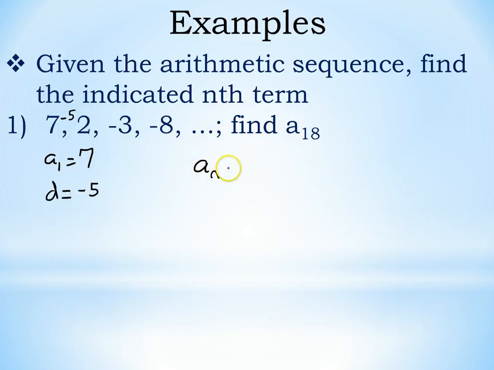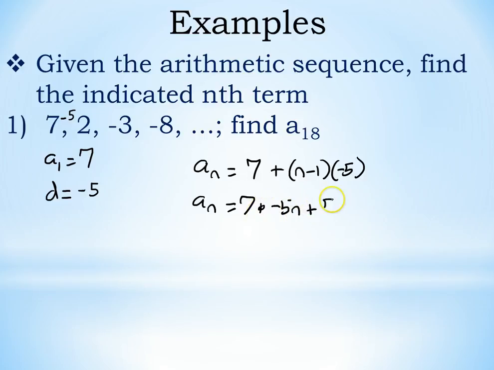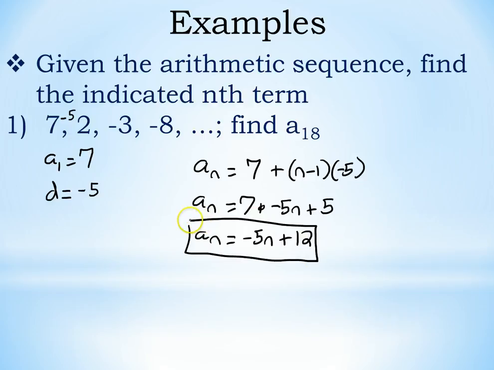So a_n equals a_1 plus (n minus 1) times d. So a_n equals 7 minus 5n plus 5. I'm going to distribute the negative 5, and when I combine like terms, a_n equals negative 5n plus 12. So that's the equation for this sequence. You have to write that first. Now that I have my equation, I want a_18. Well, that's replacing n with 18.